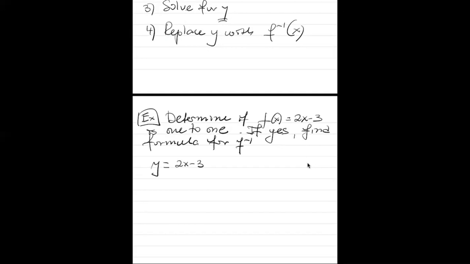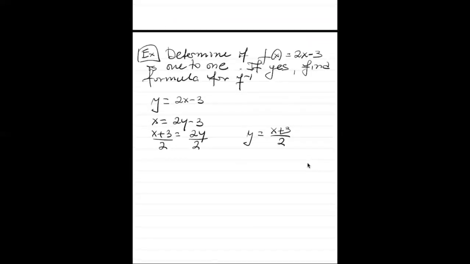I will need to answer the question if it's one-to-one, but this is a line with a slope 2 and y-intercept -3, so you can mentally see it passes the horizontal line test, so it is one-to-one. So y is 2x minus 3, switch x and y, and solve for y. Divide by 2. So y equals x plus 3 over 2, and the last step, replace y with f negative 1 of x. So this is the equation for the inverse.